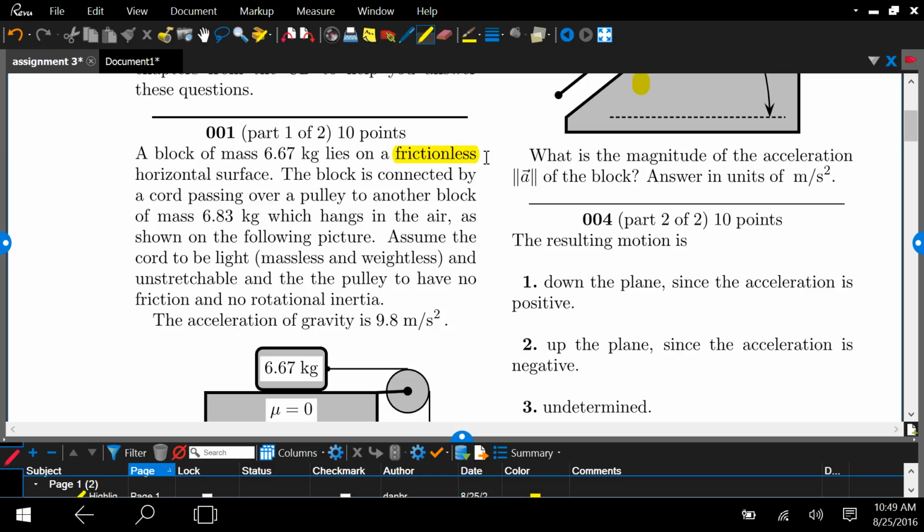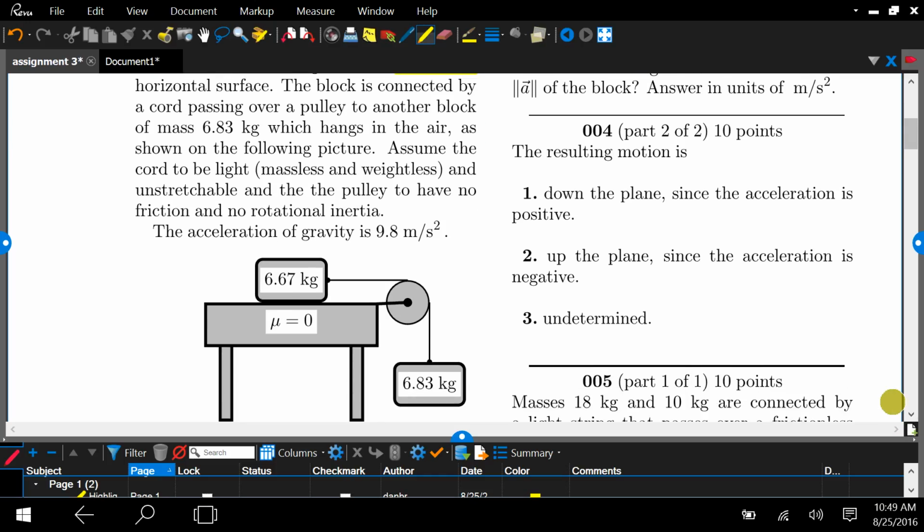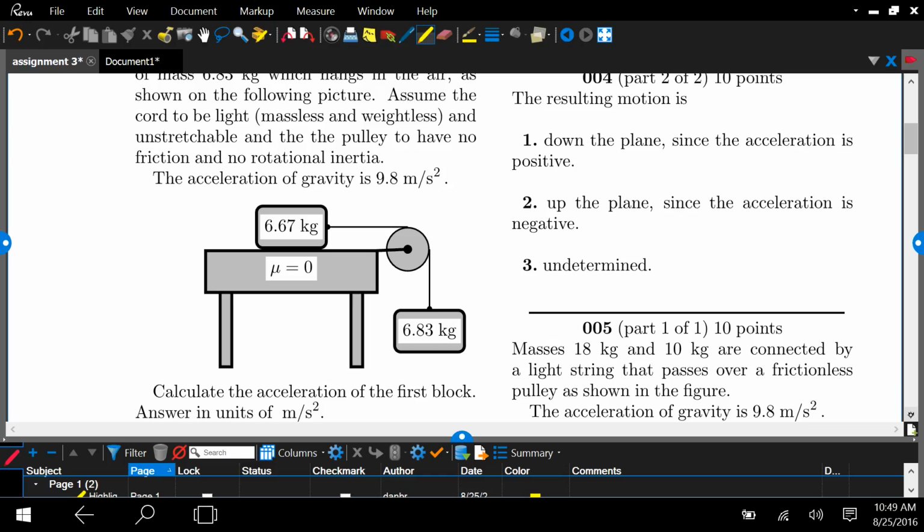And the block is connected to a cord passing over a pulley. So we have two different blocks with two different masses: 6.67 and 6.83. It asks us to figure out the acceleration of the first block. If we find the acceleration of either one, we find the acceleration of both, because they're attached by a rope that's not moving around. If you pull one block, the other moves with it, so these two blocks move together as a single system.